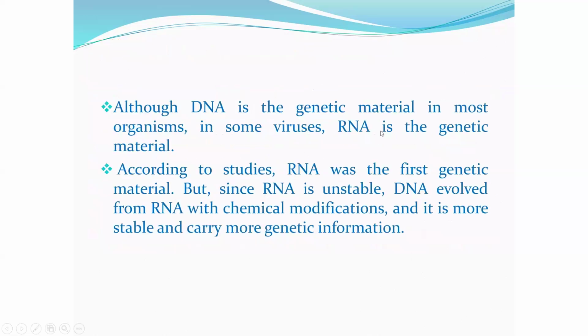Although DNA is a genetic material in most organisms, in some viruses RNA is the genetic material. So generally, DNA is the genetic material in most organisms, but in some viruses, RNA is the genetic material. According to studies, RNA was the first genetic material. But since RNA is unstable, DNA evolved from RNA with a chemical modification, and it is more stable and carries more genetic information. So first RNA was the genetic material, but RNA is unstable. Hence later, DNA evolved from the RNA.